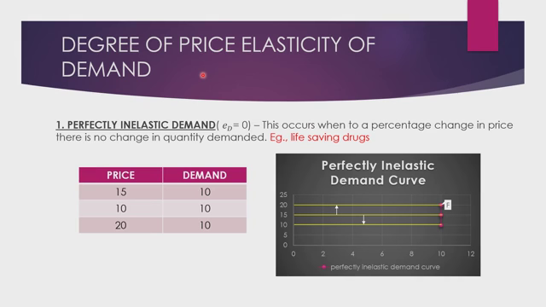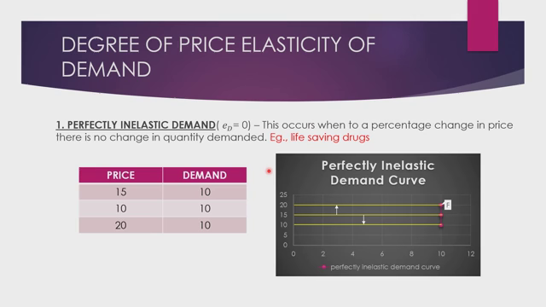In the previous class we discussed how to calculate elasticity of demand with the percentage or proportionate method. In extension to that, today we'll be reading about the coefficients, or the various degrees, of price elasticity of demand. The first one is perfectly inelastic demand. What is perfectly inelastic demand?